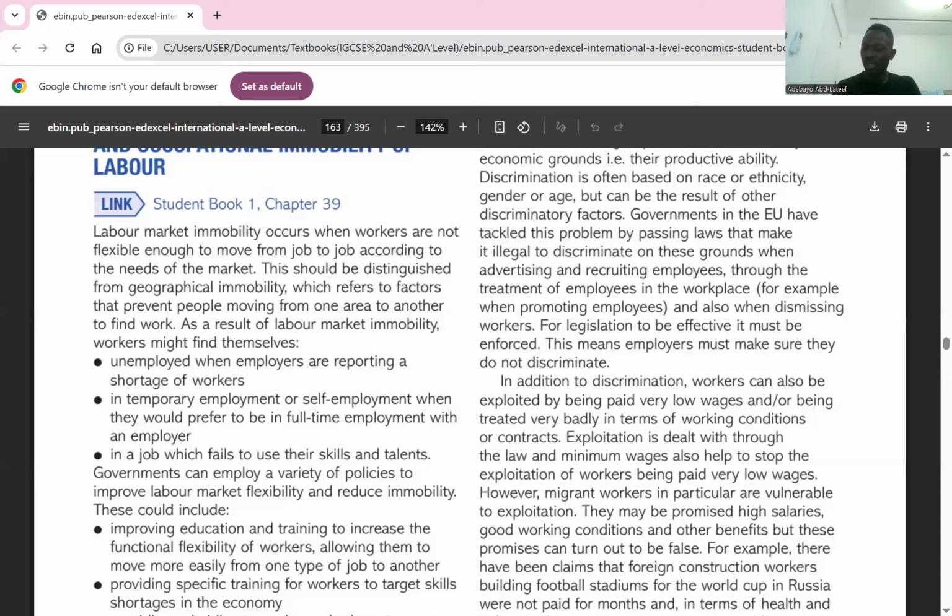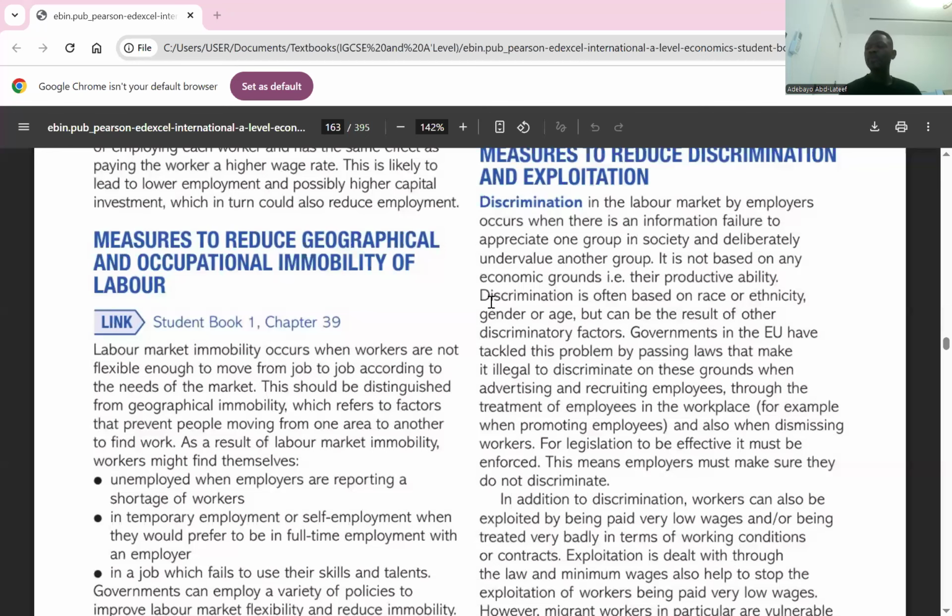Good. So we go to measures for occupational immobility now. When we talk about occupational immobility of labor, it simply means the inability of workers to switch or transit from one job to another. So probably they lack the skills, the education or training to transit from one job to another. That is what occupational immobility is. So what are the measures that government can use to solve occupational immobility?